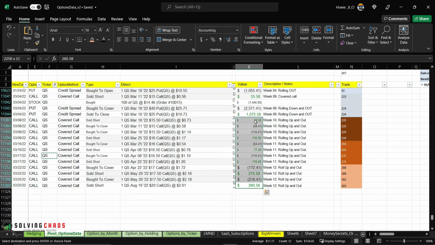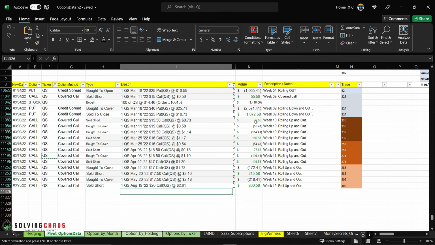And if you look at this, you'll see that I already collected $134 in premium by rolling my covered calls. I only have 100 shares of this, so you can see how something like this becomes a really good value. Even your covered calls can make really good money. So follow along. Let's see what happens with QS towards the end of the year.